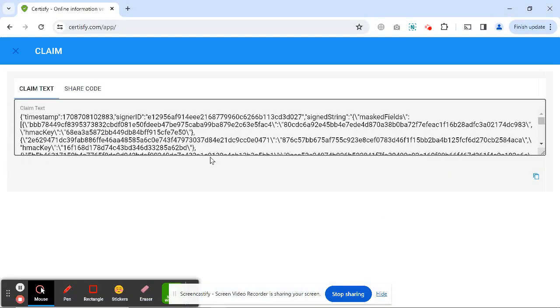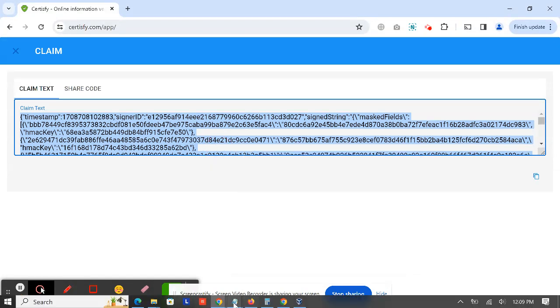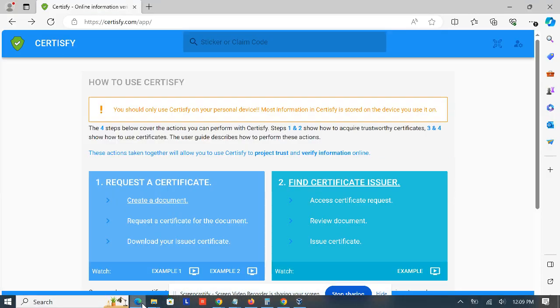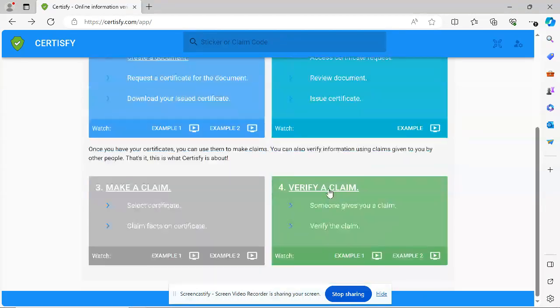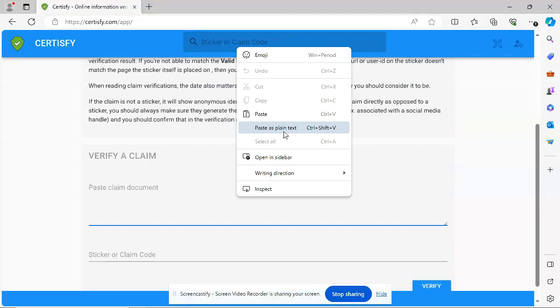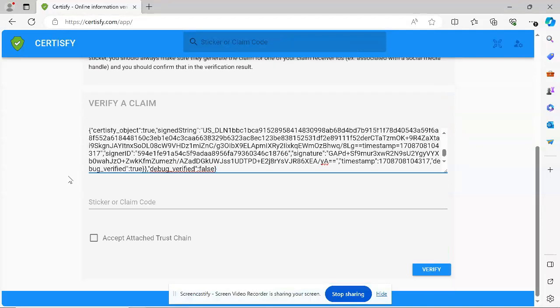So we're going to copy this claim here and then switch to this other window representing the other user. And we're going to verify this claim. So assume this was somebody who would ask me for a claim. When I paste it in here, it recognizes that there is an attached trust chain, so I'm going to accept it. In general, the concern around attached trust chains is that the certificate information is not coming directly from the registry, from the Certisfy registry.